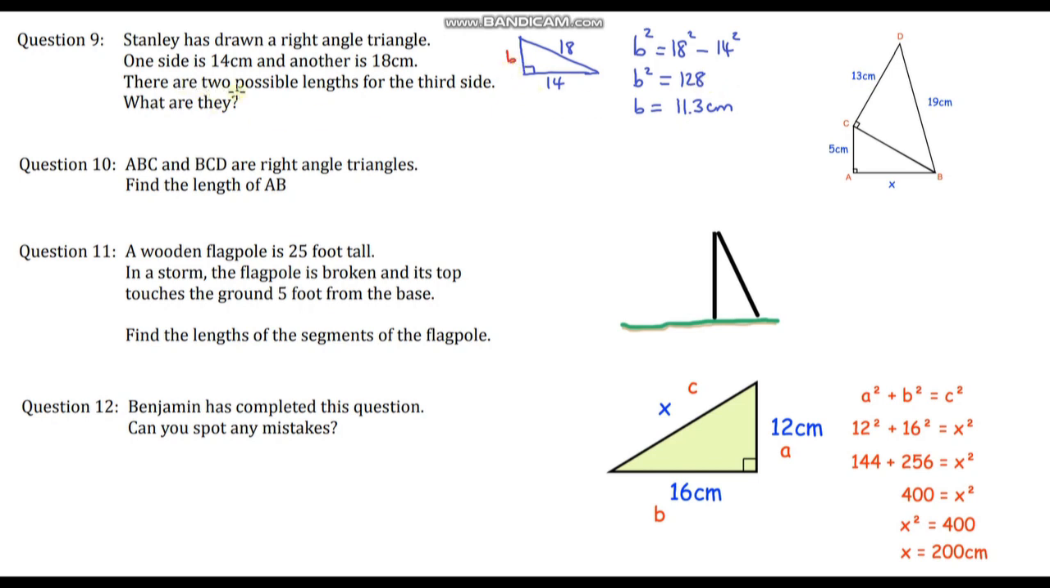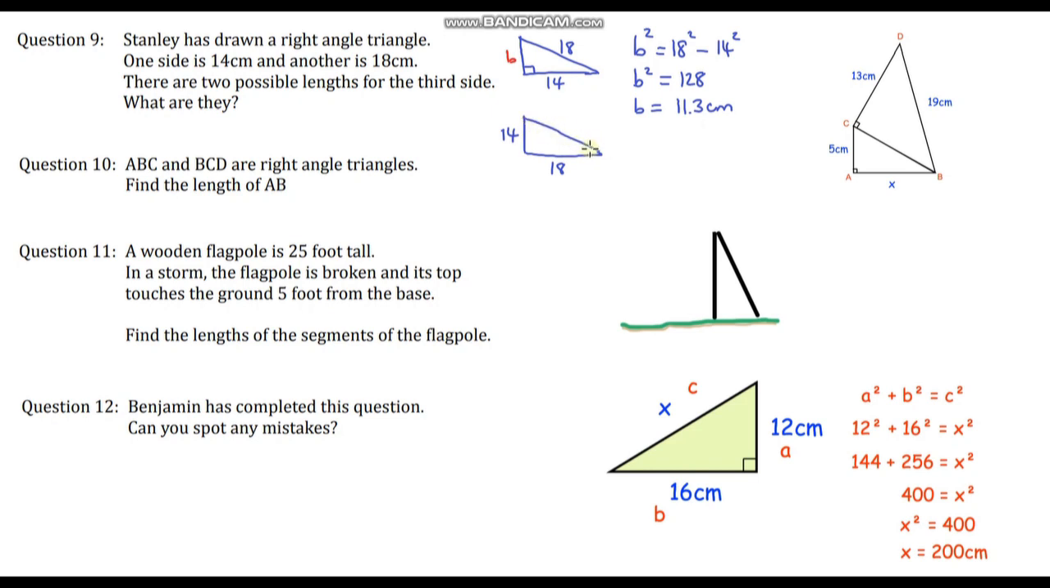But it says in the question there are two possible lengths. So how else can we construct this triangle? How else can we construct this triangle that will give us a different third side length? Well, what about if one of the other side lengths was 18? Let's say instead of the hypotenuse being 18, let's say this side length was 18 and this side length over here was 14. So just moving these numbers around, we'll get a different value for the third side.